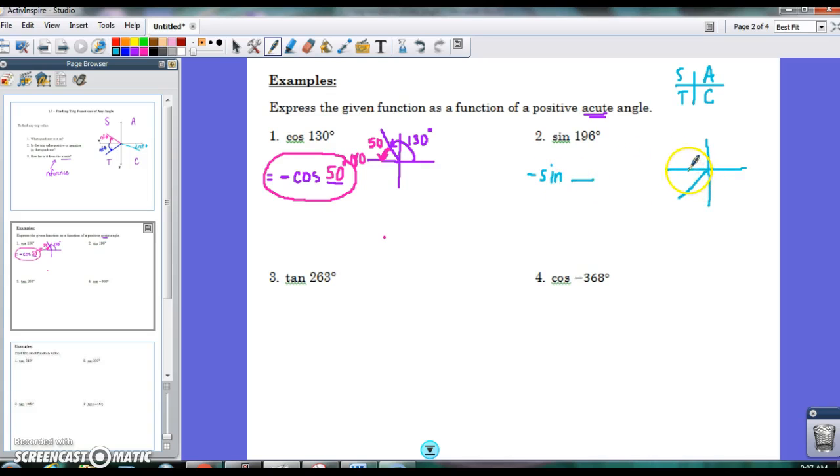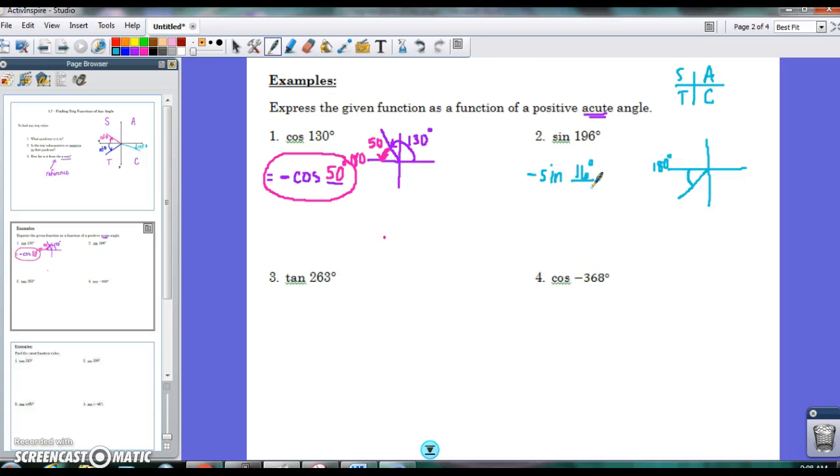What is my reference angle? So how far am I from the x-axis? Well, remember, this is 180 degrees. So at 196, I'm just 16 degrees away. So the sine of 196 is equal to negative sine of 16 degrees. Okay, now notice here, 130 was a second quadrant angle, and my reference angle was positive. Here, 196 is a third quadrant angle, and my reference angle is also positive. We always want that reference angle to be positive.